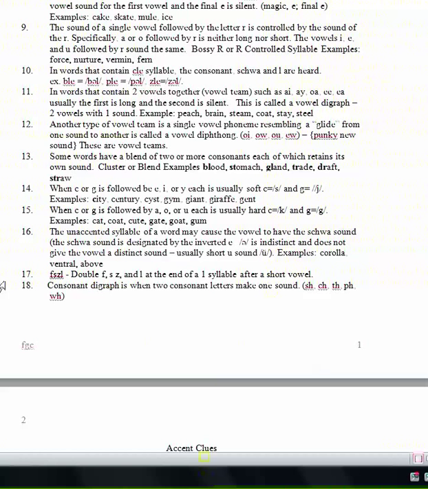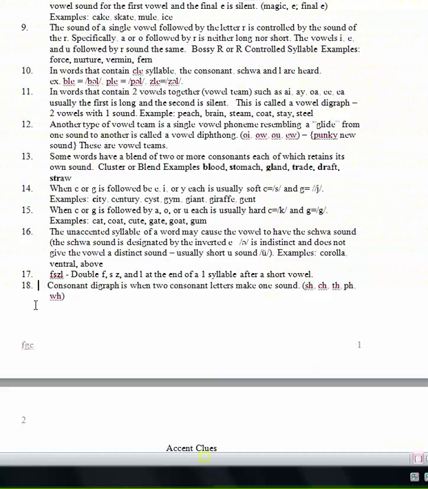Number 17 is the fizzle rule. You double F, S, Z, and L at the end of a 1-syllable word after a short vowel. If you can remember this sentence, Jeff will pass Buzz. You double the F, the L, the S, and the Z at the end of a 1-syllable word after a short vowel.